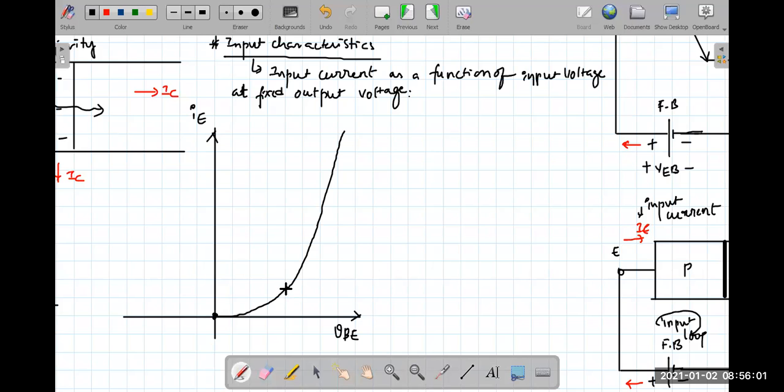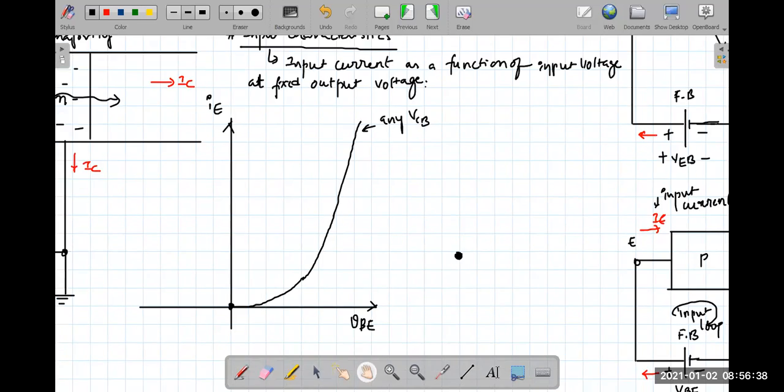If it is made out of silicon, then the knee voltage must be how much? 0.7 volts. So it starts conducting at 0.7 volts. We simply say this for any VCB. But how will the output voltage influence this input? What will happen if the output voltage is 10 volts, 20 volts, 30 volts? That we'll try to see by drawing another graph over here.